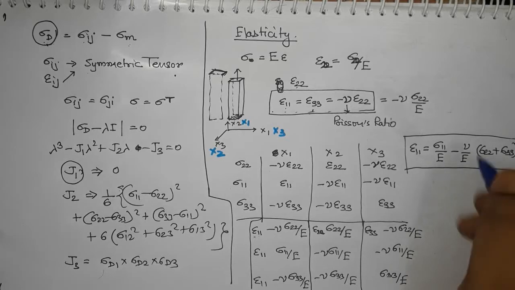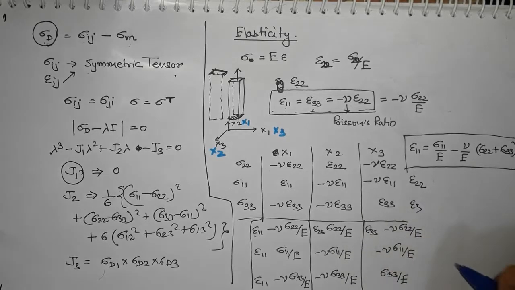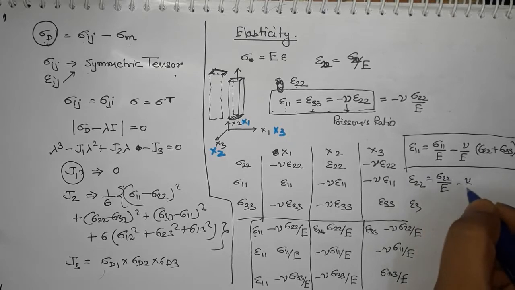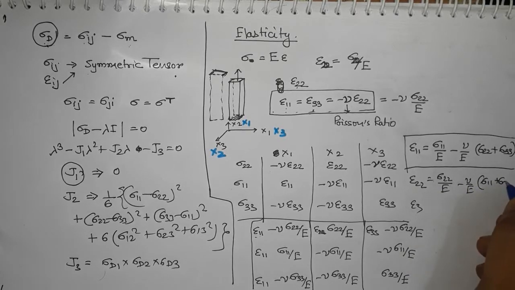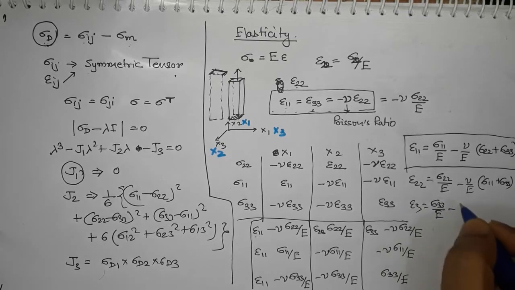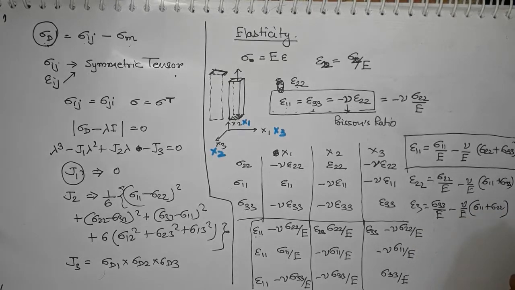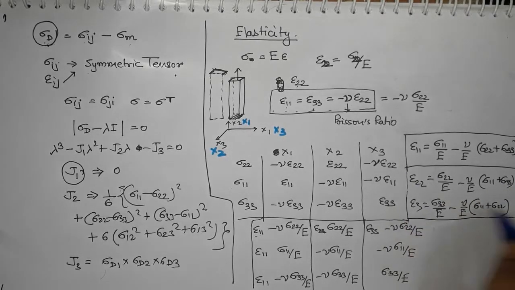Similarly, you can find epsilon 2 2 and epsilon 3 3. For epsilon 2 2 it will be sigma 2 2 by E minus mu by E times (sigma 1 1 plus sigma 3 3). And here it will be sigma 3 3 by E minus mu by E times (sigma 1 1 plus sigma 2 2). So this is my relationship between strain and stresses. Let me go to the next page.